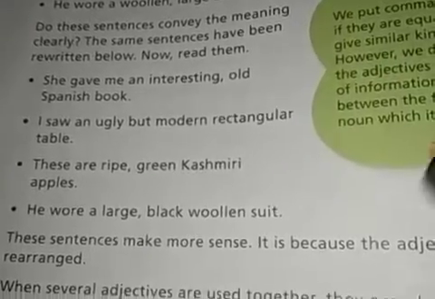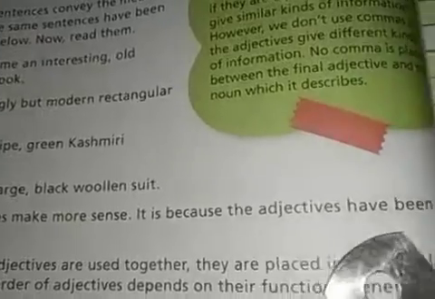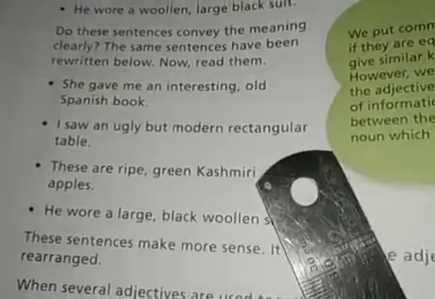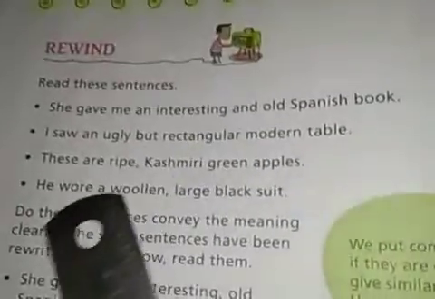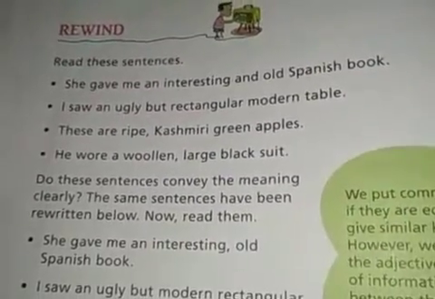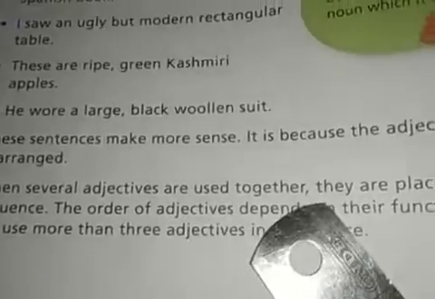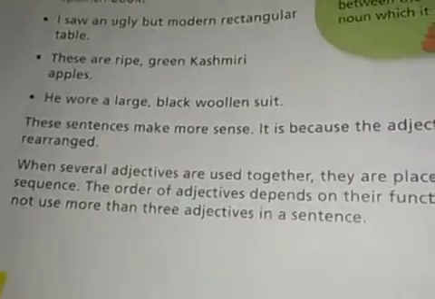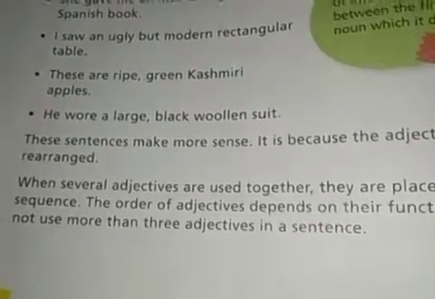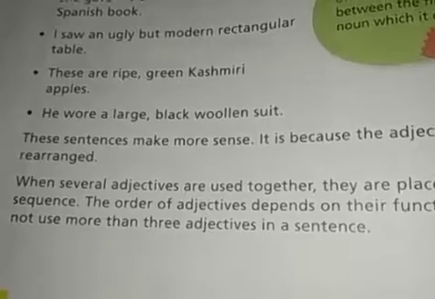These are more meaningful because the adjectives have been rearranged. So here in these sentences the adjectives are written in a proper sequence. They are rearranged, and in the above sentences the adjectives are not properly arranged. That is why these sentences convey meaning. When several adjectives are used together, they are placed in a particular sequence. When you have many adjectives in a sentence, then the adjectives must be written in a proper sequence.